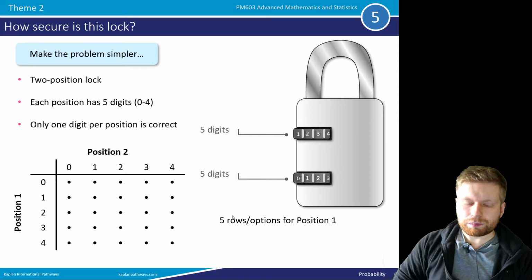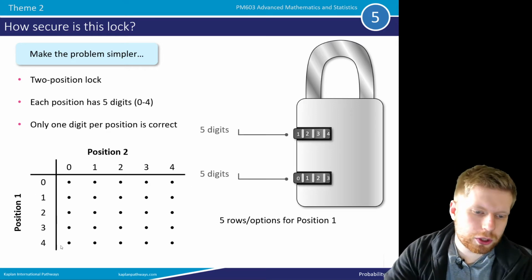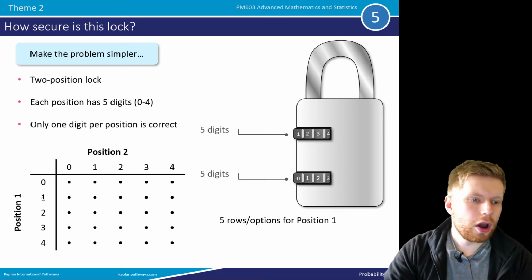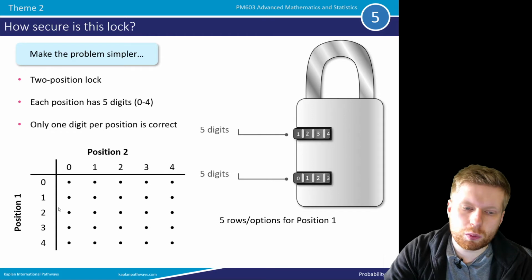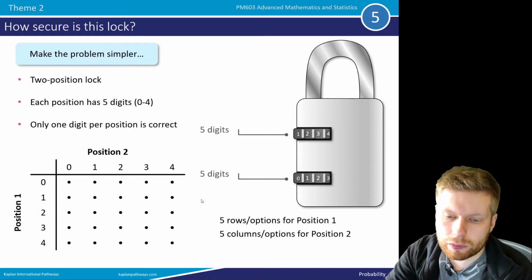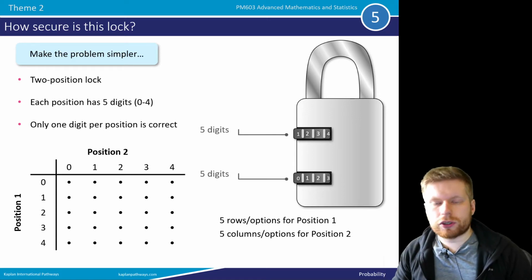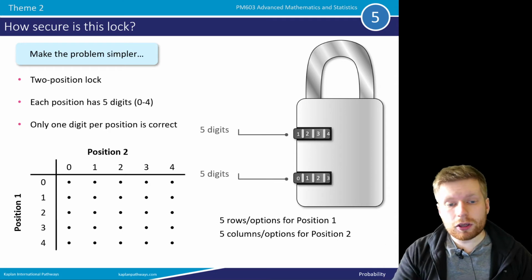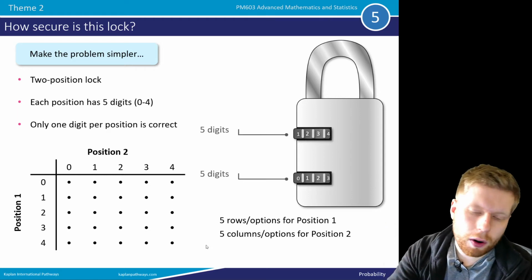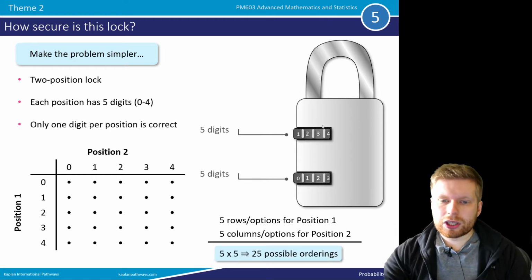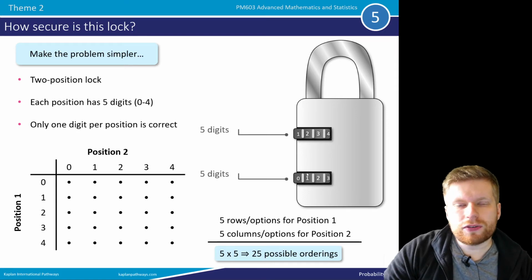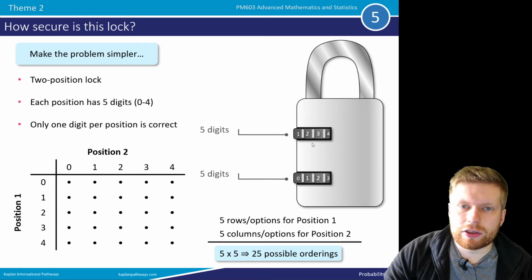So in total, because there are 5 rows or options for position 1, and for each of those options that I choose in position 1, so whether I choose a 0, a 1, a 2, 3 or 4 for position 1, there will always be 5 choices for what I choose to put in position 2. Okay, so therefore there are 5 columns or options for position 2. So in total then, the total number of options, remember each dot in the table represents an option, is 25, okay? So there are 25 different possible orderings I can have with a 2-position lock where there's 5 digits on each of the wheels, on each of the positions.